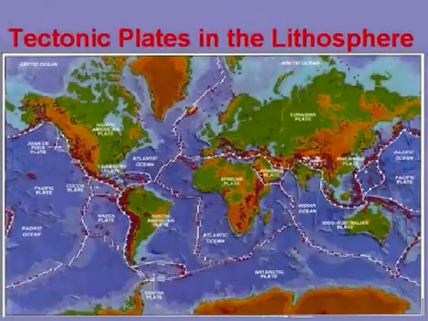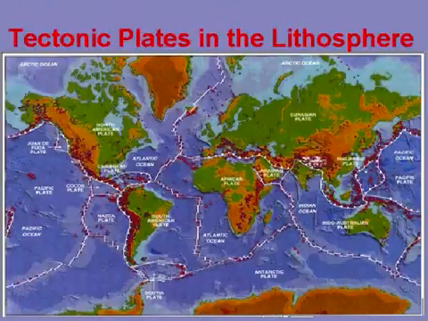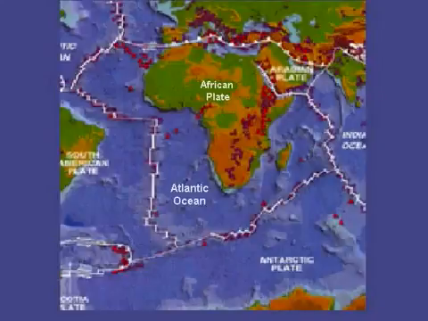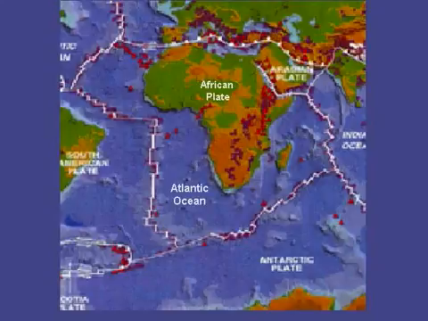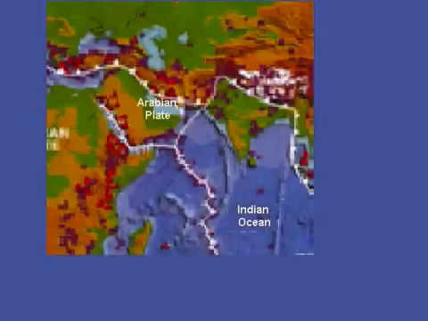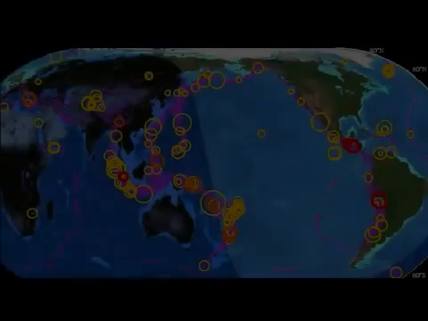Earlier I talked about the tectonic plates in the lithosphere. These plates have been identified and plotted on this map. This is the African plate. As you can see, it extends far out into the Atlantic Ocean. It is bigger than just the landmass of the continent. We are sitting on the Arabian plate.